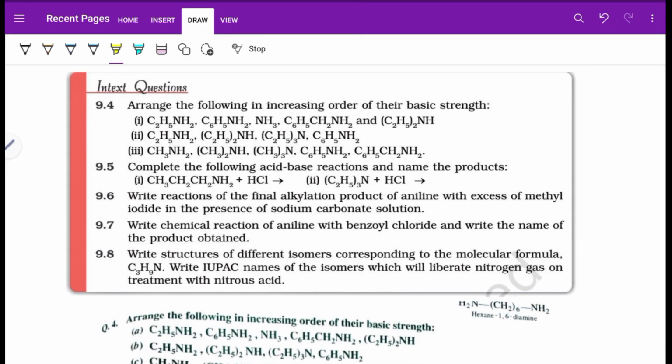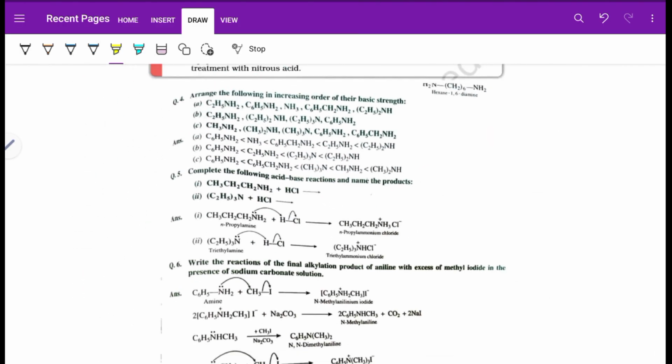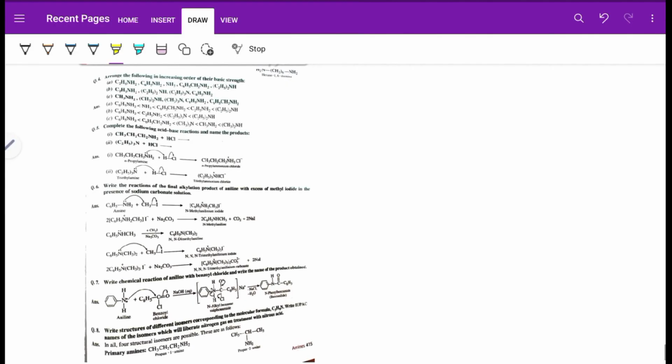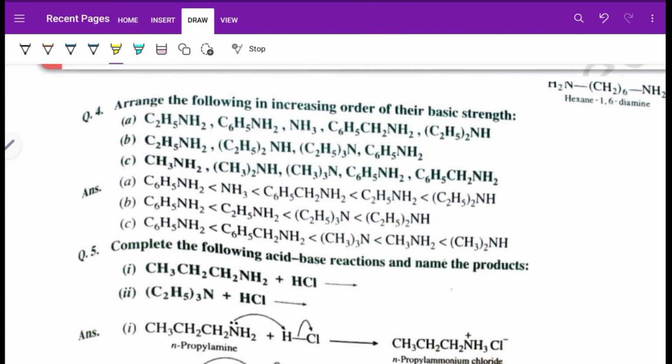These are the in-text questions 4, 5, 6, 7, 8, whose solution you can see here. It is given over here. See, arrange the following in increasing order of their basic strength. See over here, aromatic amine, then NH3, then you are having 1 degree. This is again 1 degree, but what is the difference? Here you have a greater hydrophobic part and here the hydrophobic part is less, and this is a 2 degree. This is a 2 degree.